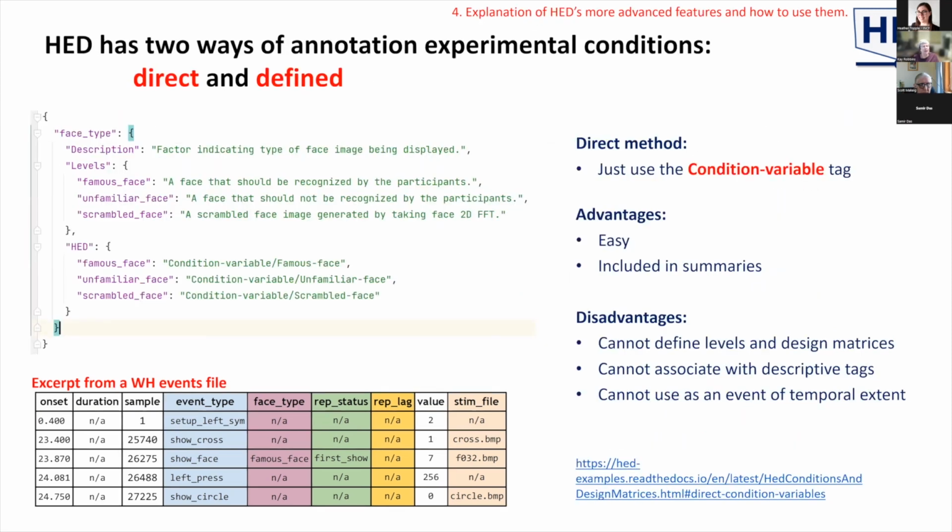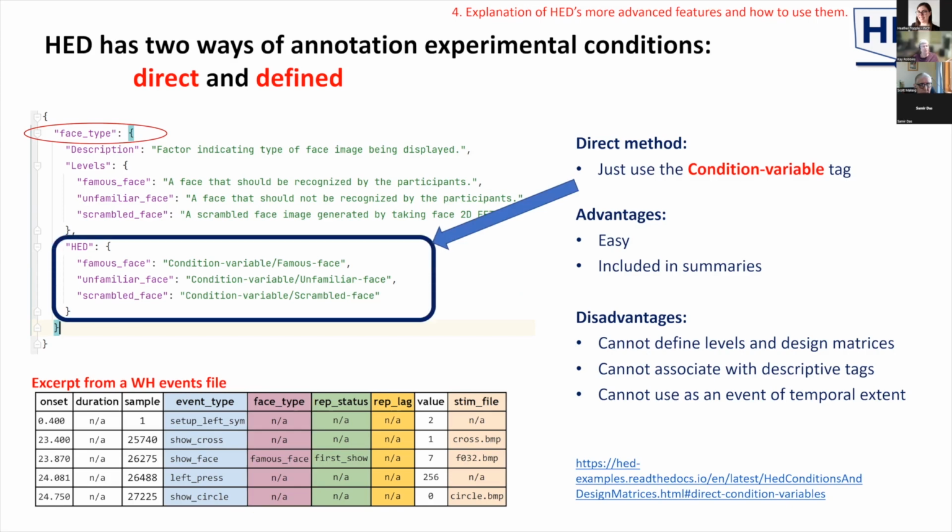Okay, so let's look at how HED encodes experimental conditions. There are 2 ways to do it. There's direct and there's defined. Here we're going to encode the face type, which is a column of things. To encode the face type using the direct method as a condition variable is really simple. You just say condition variable, and then you name it, and you can name it whatever you want, and usually you name it something that resembles your experimental conditions.